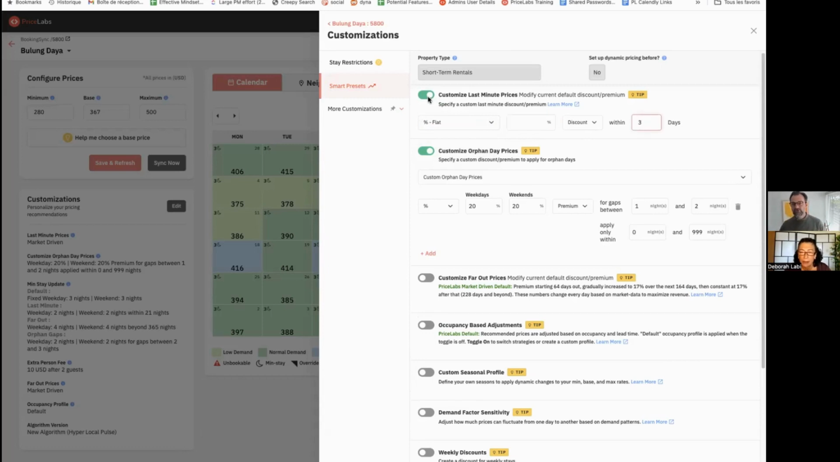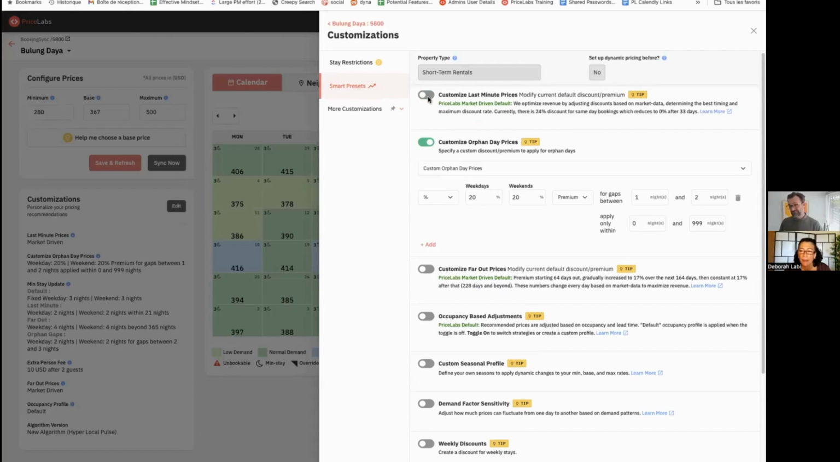So by default, the algorithm does a lot of things: it discounts the prices last minute, adds premiums last minute, and does so in a relevant way for each listing in its market. By default, we also add seasonality. We add things, but all of this can be controlled by the property manager if they want.